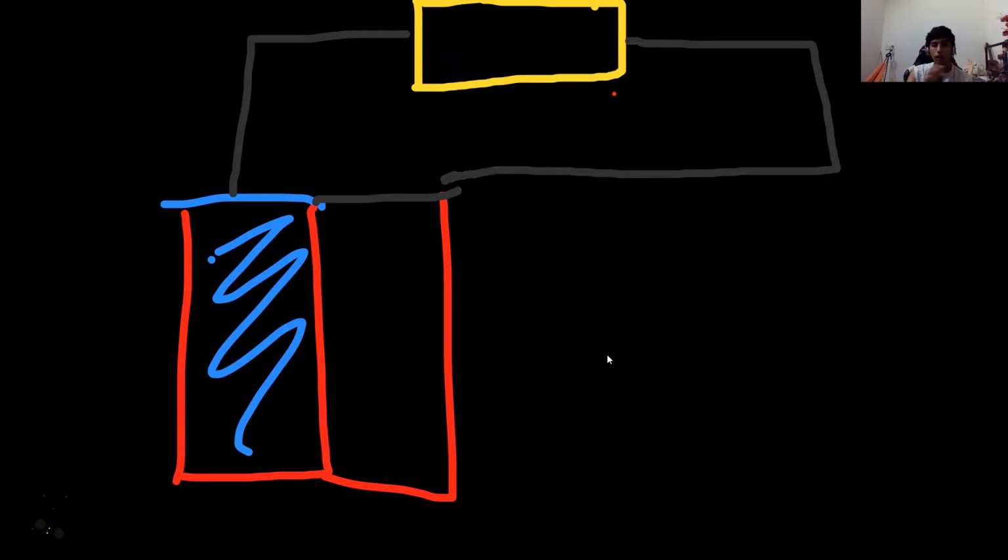Right. So we have our battery here. This is going to be our battery. Okay. This is a resistor. And the rest of it is a wire.